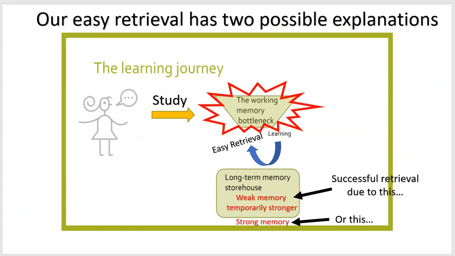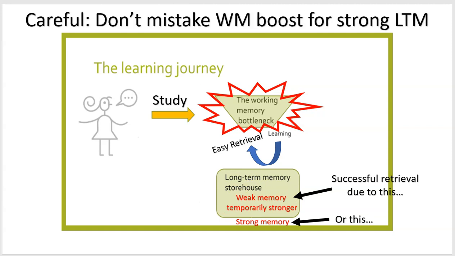Now that means that our easy retrieval during a study session has two possible explanations. It could be the working memory boost, that a weak memory trace is temporarily stronger, or we might in fact have strong memory traces there. But that's unlikely early in the study approach to this information. If I've just started learning this information, I very likely don't have strong memory traces yet. So the easy retrieval is more likely due to a weak memory trace temporarily made stronger. So we want to be careful. We don't want to mistake the working memory boost for strong long-term memory.